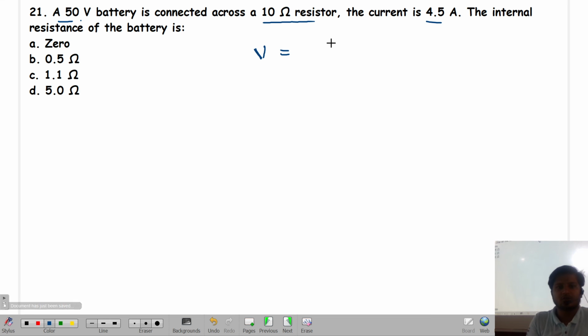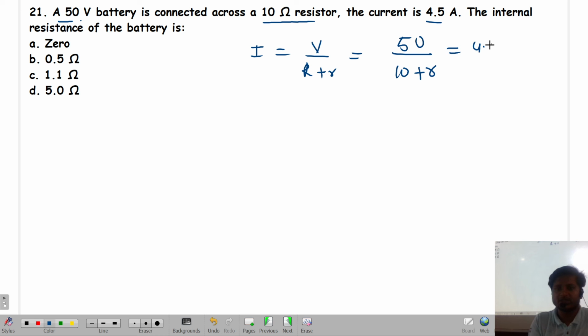So what will I apply? I is equal to V by R plus r, or not? This is the formula I will apply, or not? Voltage is given as 50. 10 ohm is the main resistor. The 10 ohm internal resistor you have to calculate. Current is 4.5 ampere. We will solve it and get the answer 1.1, or not? Understood or not?